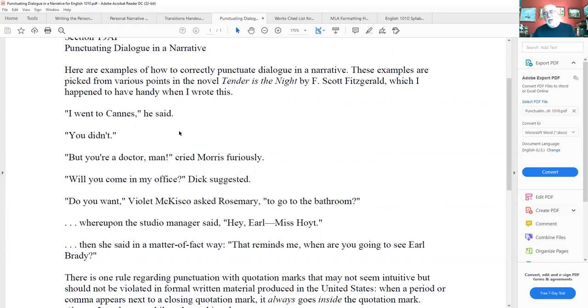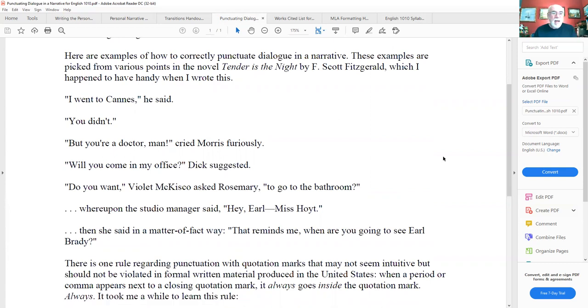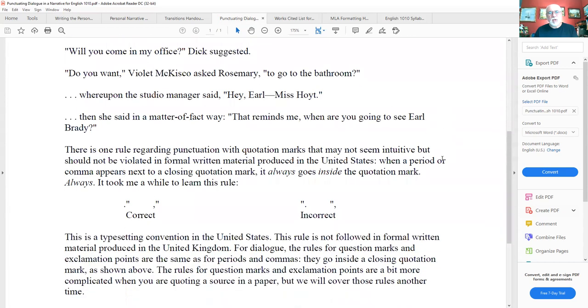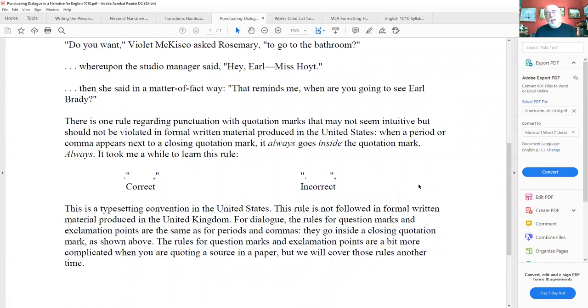And don't read this like a story. You might think it reads like a story, but these are picked from various parts of the book. Anyway, I think it'll cover any situation, whether you have an exclamation point, a question mark, if you introduce the quote before, if you say "he said" after. And here's a tip. This is something that took me a while to learn when I was first learning to write essays. All right.